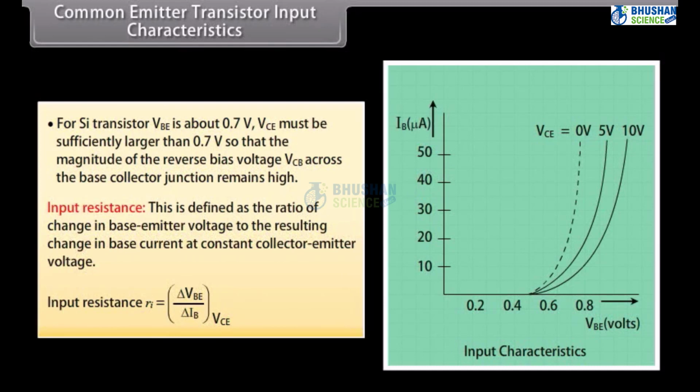Input resistance. This is defined as the ratio of change in base emitter voltage to the resulting change in the base current at constant collector emitter voltage.